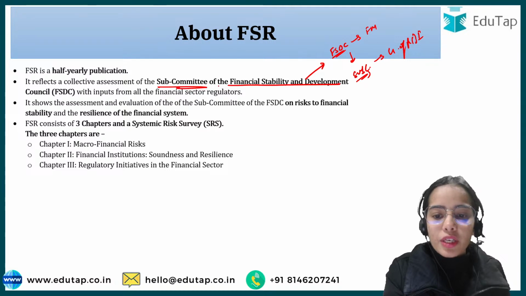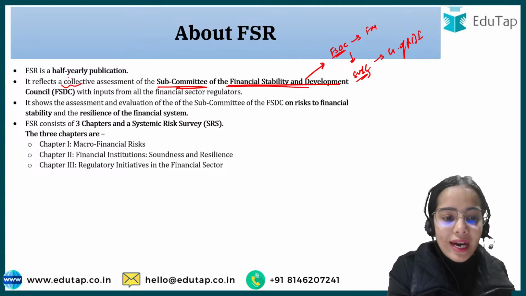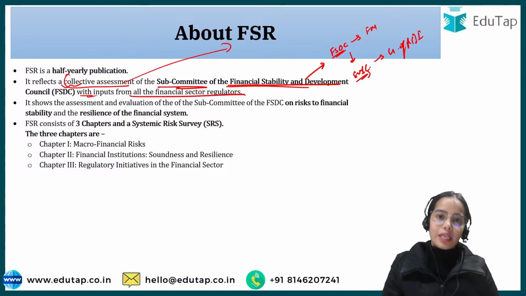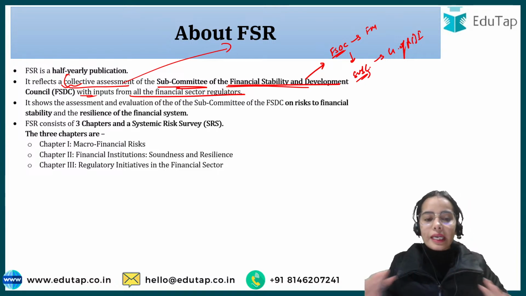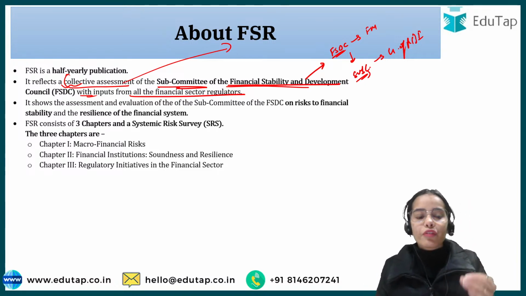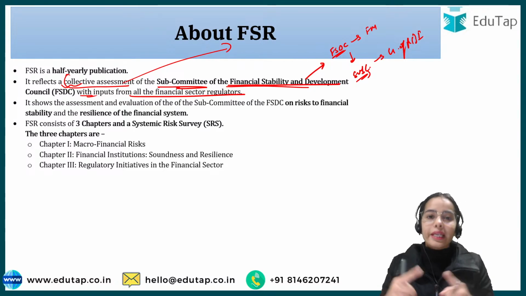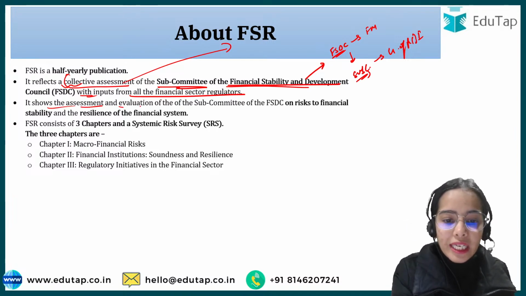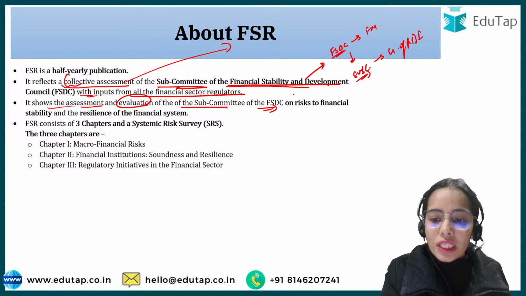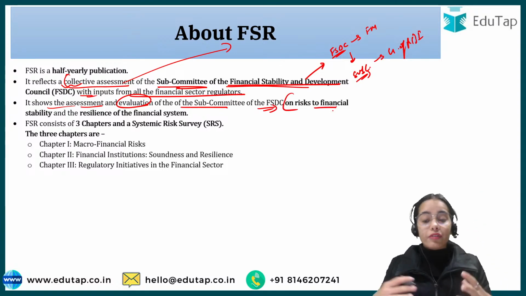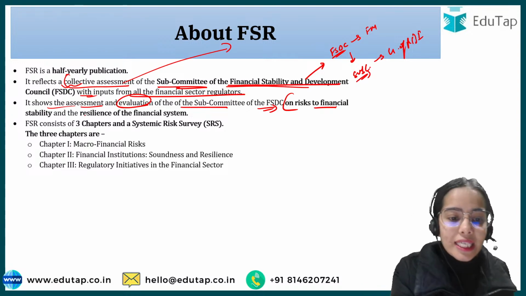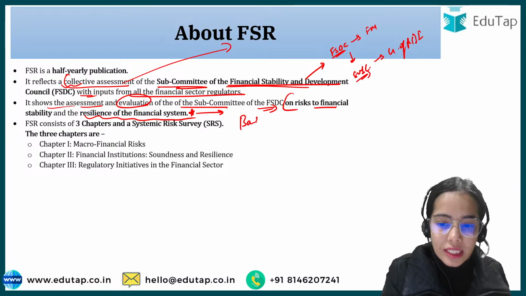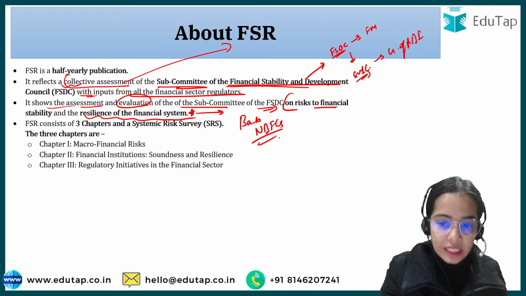Now this subcommittee of the FSDC provides a collective assessment in the FSR with inputs from all the financial sector regulators, let it be SEBI, PFRDA or IRDAI. It shows the assessment and evaluation of the subcommittee of the FSDC on the risks to financial stability, and the resilience of the financial system. How resilient the banks are, how resilient the NBFCs are, how resilient the urban cooperative banks are.